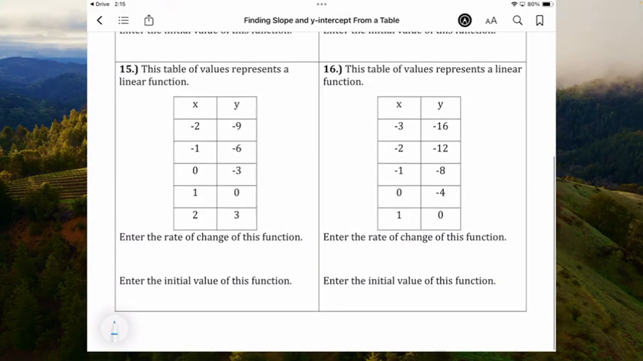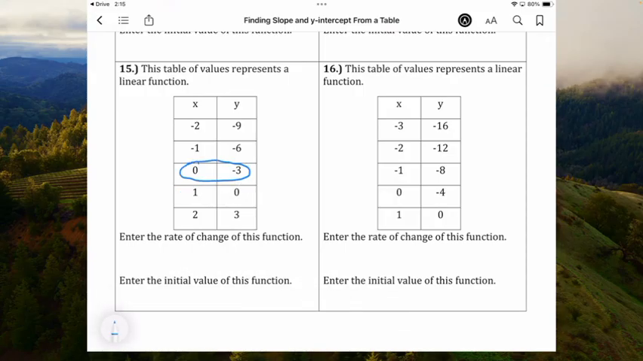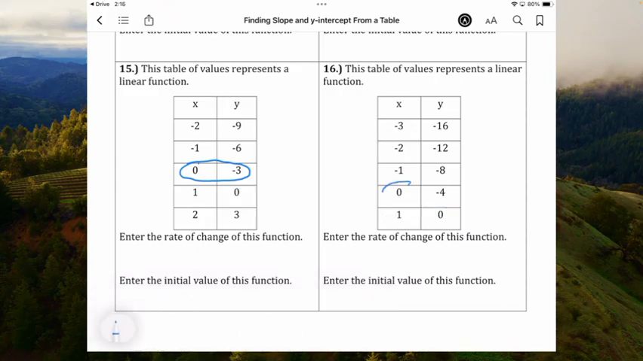And lastly, we're going to do 15 and 16. We do have an initial value here. Be careful, this is not the initial value. You cannot have an initial value when the 0 is with the y. That would mean that you would be on the x-axis. We need to be on the y-axis, and so that's going to be our initial value. Same thing over here. This is never going to be the initial value because the 0 is with the y. We need the 0 to be with the x because that means we are on the y-axis.